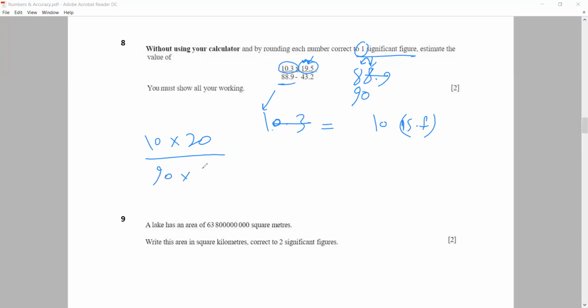So that's 90. 43.2. I'm sorry, this is minus, right? That's subtraction. 43.2: 3 is less than 5, so you just ignore it and replace it with 0. And the answer, you can do it without a calculator. It's very easy now. This is 200 and this is 50. And the answer is 20 divided by 5, which is 4. That's the answer, right? So next question.